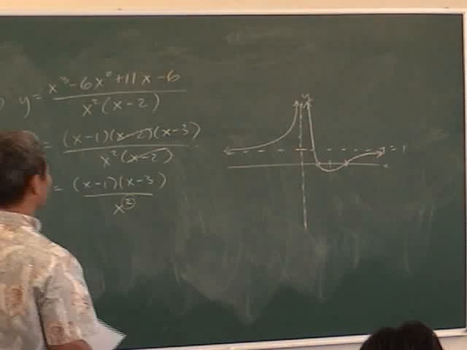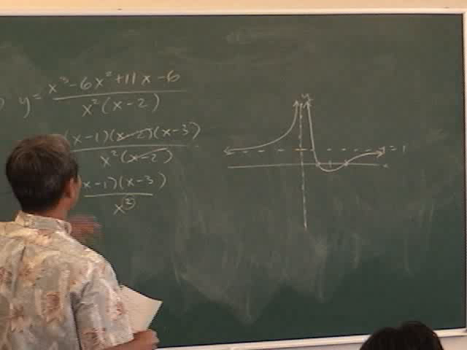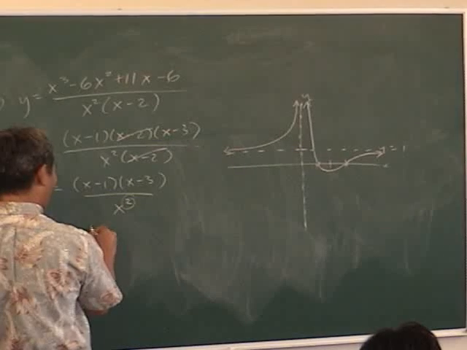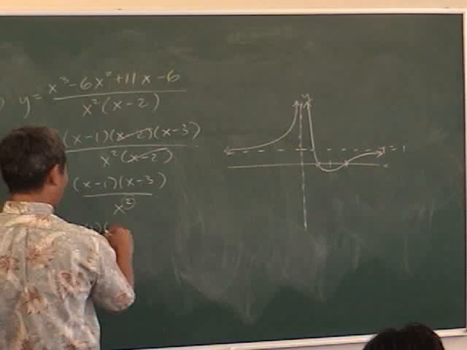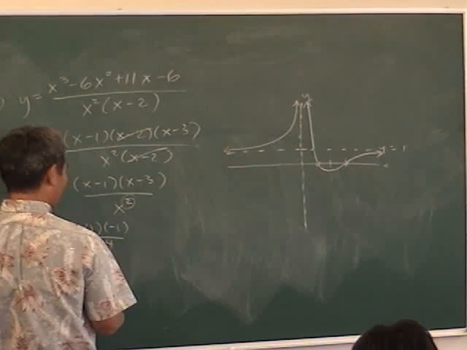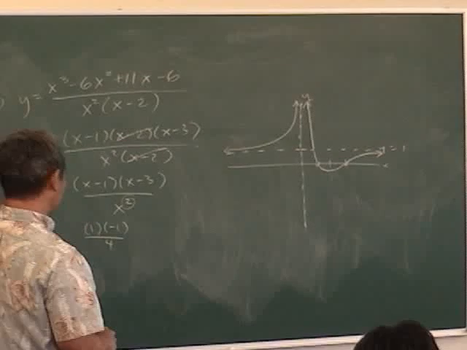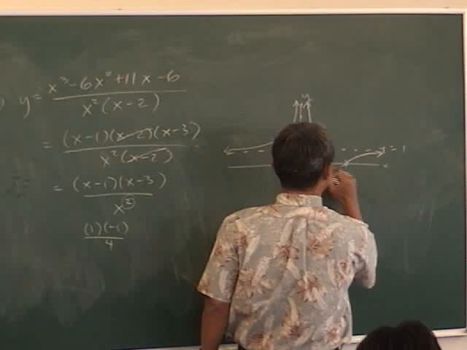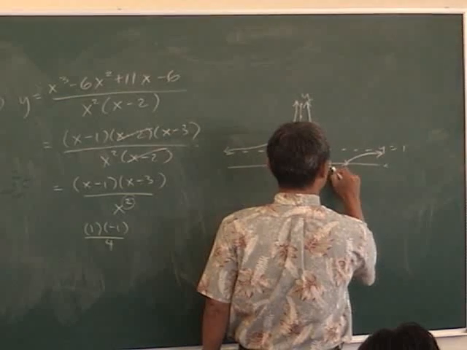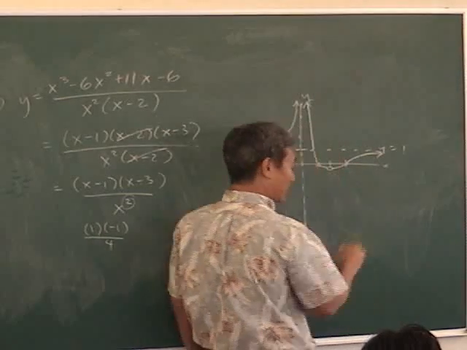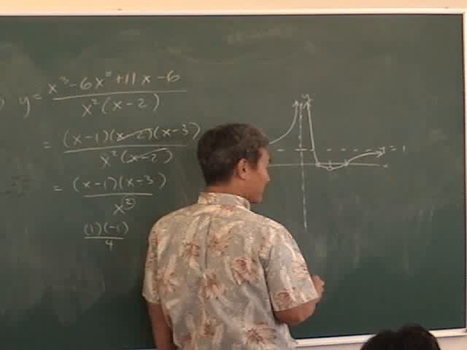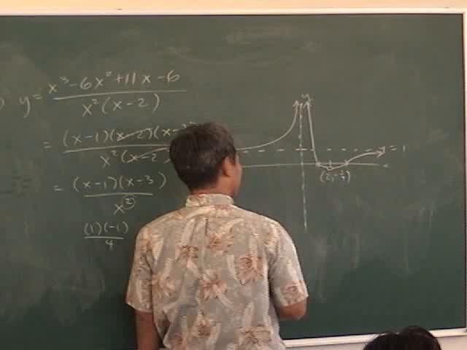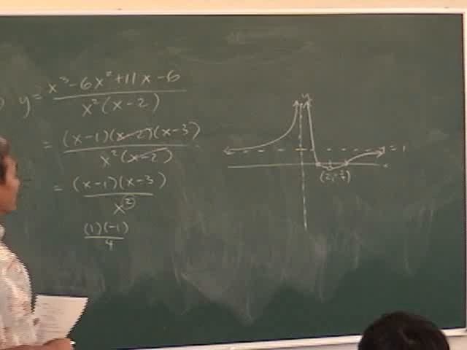And then where is the removable discontinuity going to be? When x is 2, plug it in here, and you get 1 times negative 1 over 4. So the removable discontinuity is going to be at (2, negative 1/4). So probably want to erase it so you can make it more accurate, because some of you on the quiz just put the removable discontinuity anywhere you want. It's got to be accurate. So there you go.